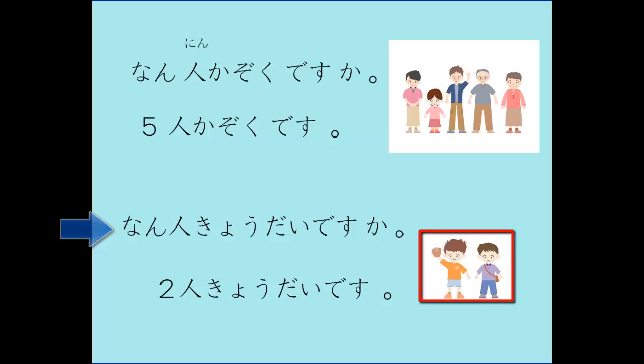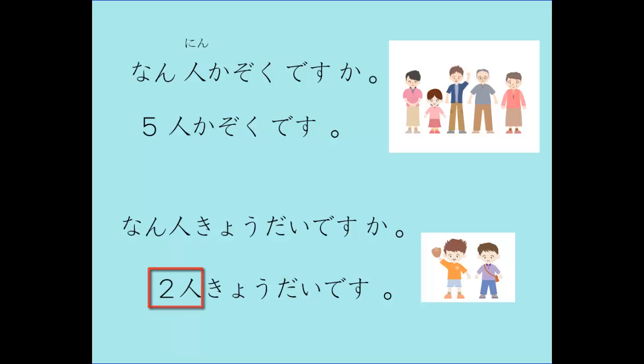Here we've got, I think they're probably 弟, aren't they? 1人, 2人. So 2 people. 2人兄弟です. 2 people, brothers and sisters, it is. Which is the Japanese way of saying, I have 2 brothers and sisters.